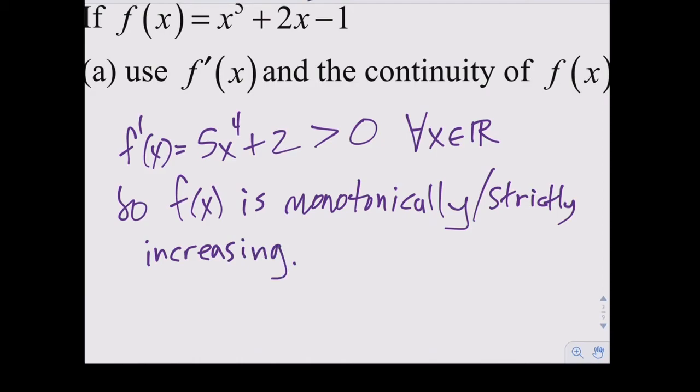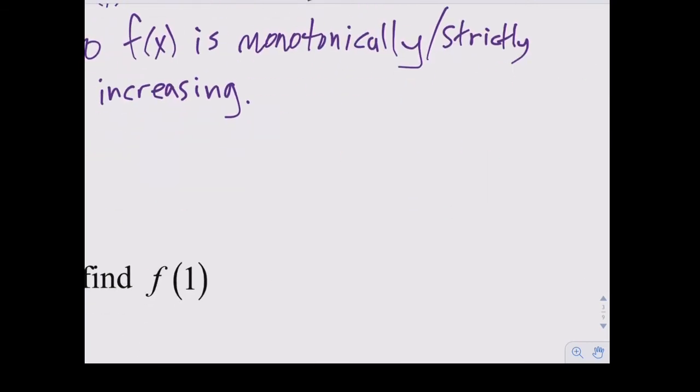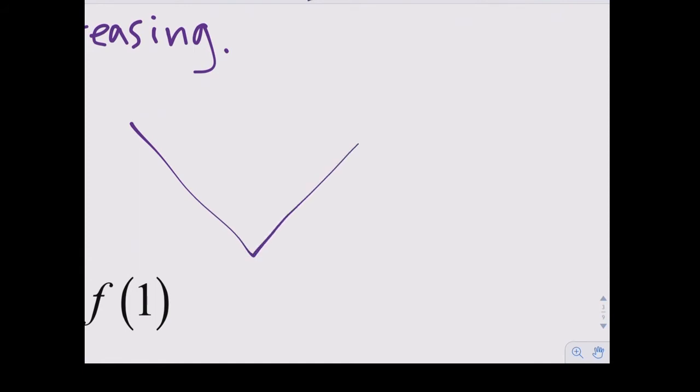Now, is every function that's strictly increasing going to be one-to-one over its domain? No. Can you give me an example of a function that's strictly increasing over its domain but is not one-to-one? A function that's increasing everywhere over its domain but it's not one-to-one. The absolute value of x? Well, the absolute value of x is decreasing and then increasing.